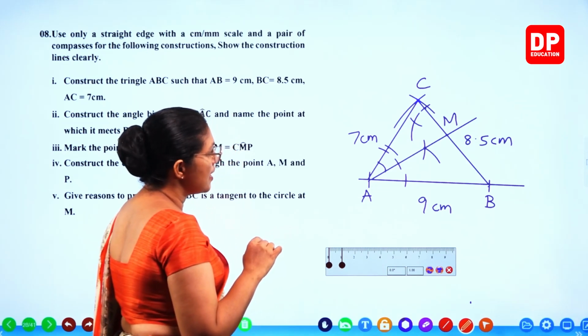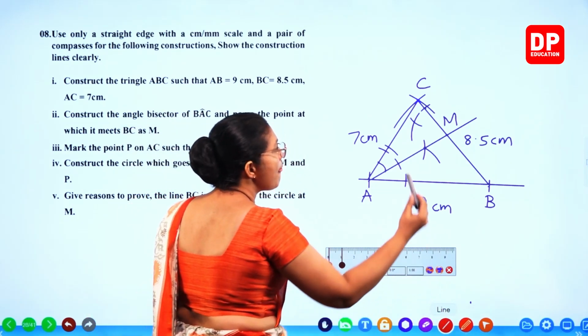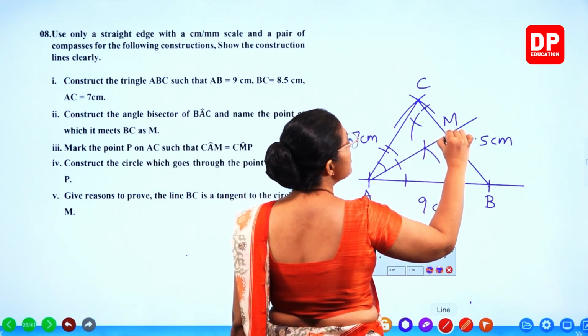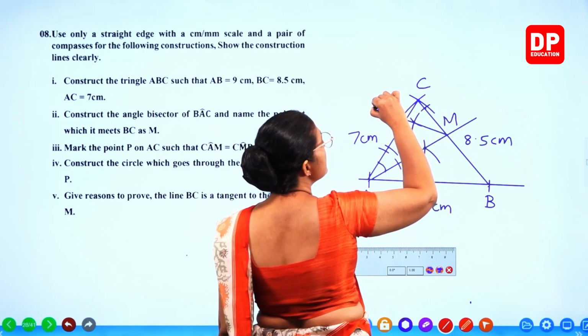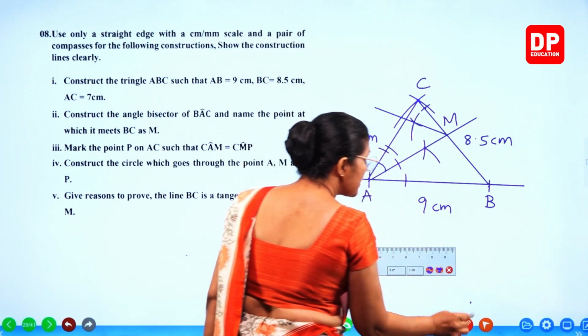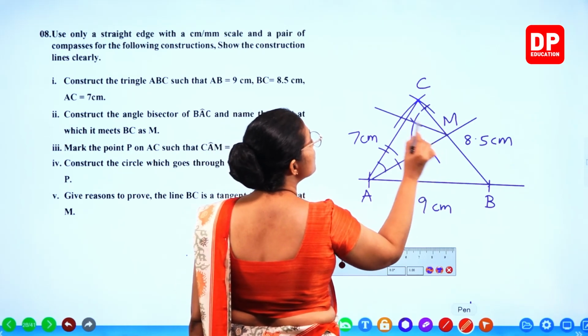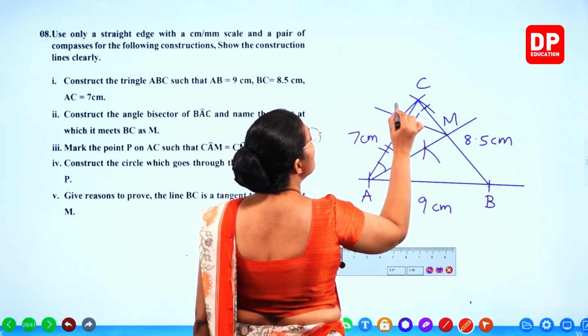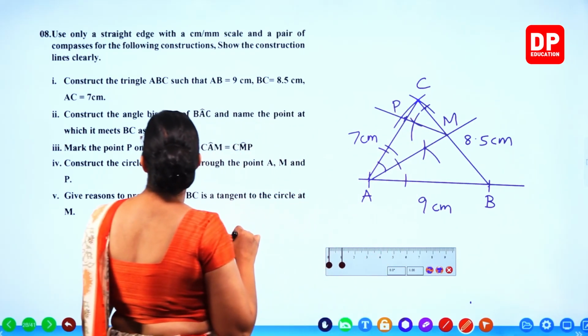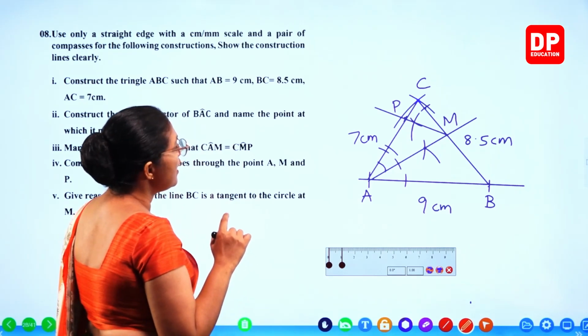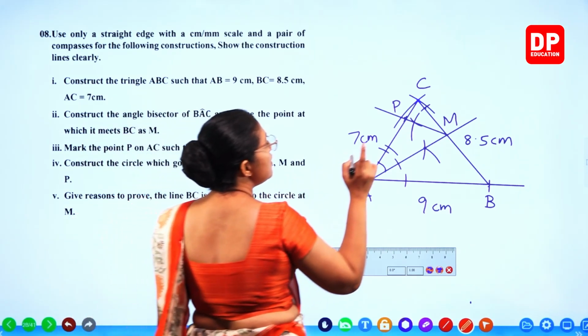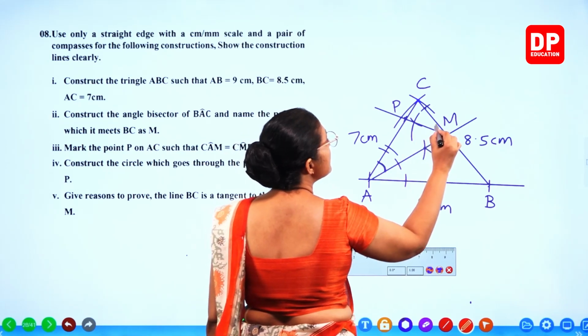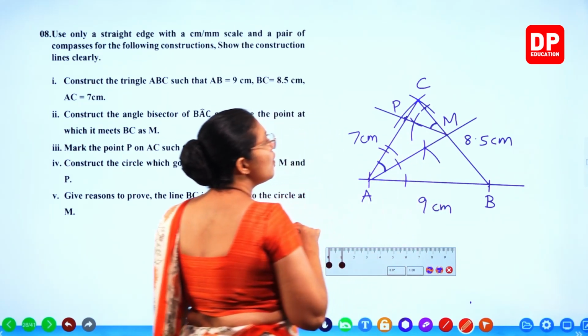You get the intersecting point. Now you can connect the M point with this intersecting point. The intersecting point of this one here becomes the P point. It says P on AC. So what did we do? This angle and this angle both are equal.